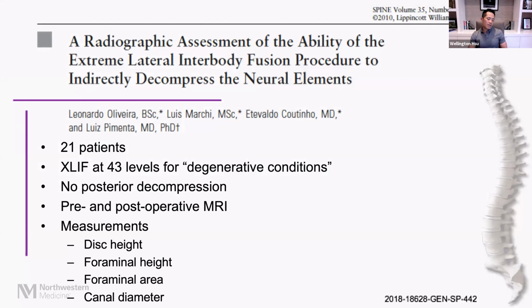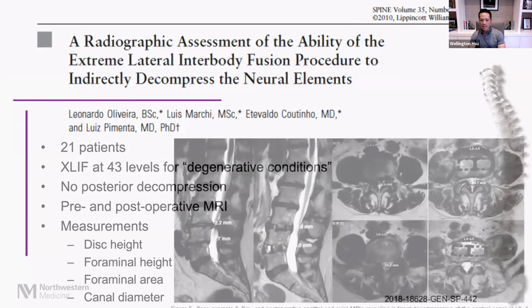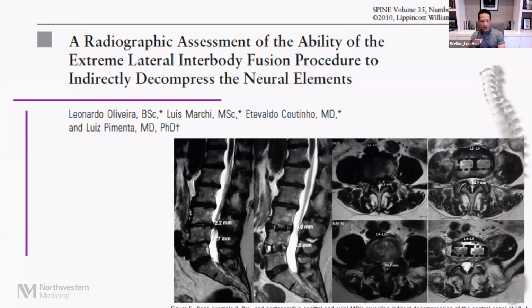So the studies, the evidence-based literature, show that if you look at pre- and post-operative MRIs for folks with a lateral interbody fusion, and you measure their disc height, foraminal height, area, and canal diameter, you're going to get a significant improvement of all of these after you do a lateral interbody fusion. And so that is the concept of an indirect decompression.